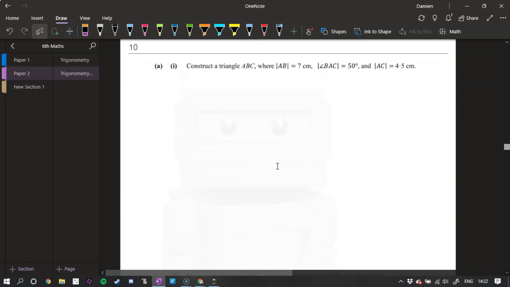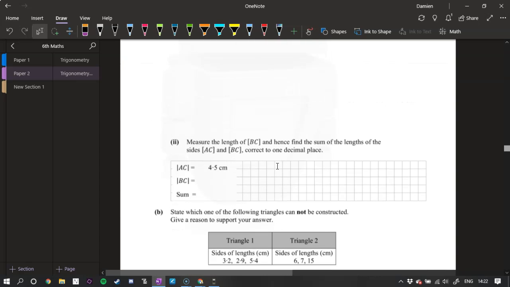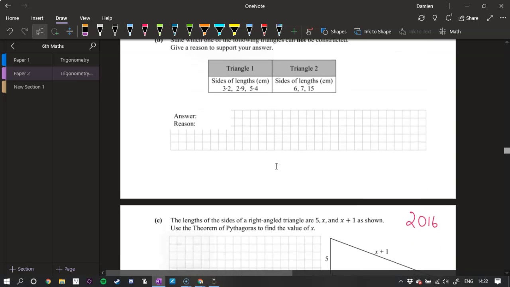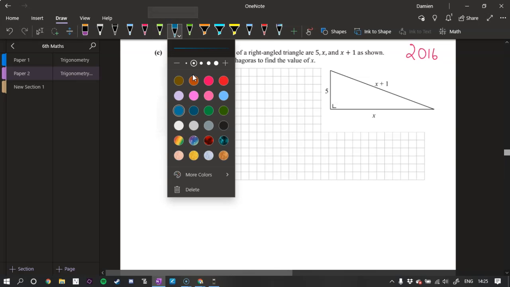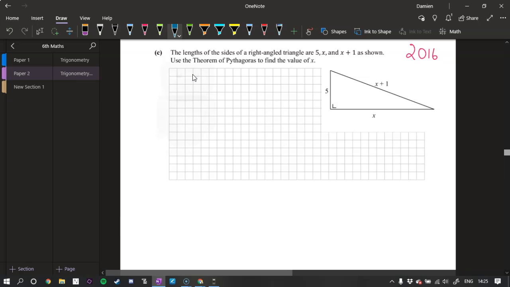The next one, 10a, is a construction, so we're just going to skip past that and measuring the sides. Again, same thing with part B, and we'll just move down here to 2016. Okay, so this is part C there in 2016. It says use the theorem of Pythagoras to find the value of x.